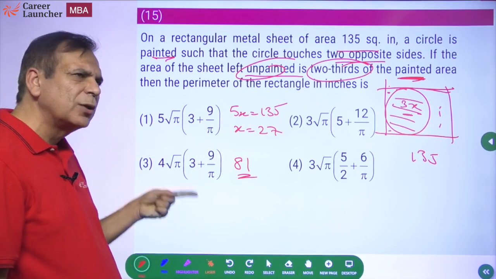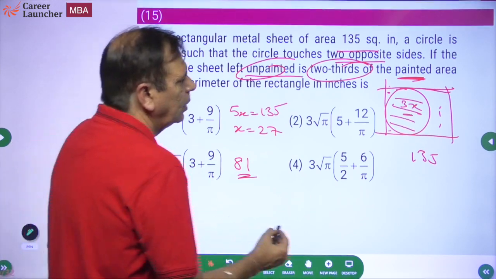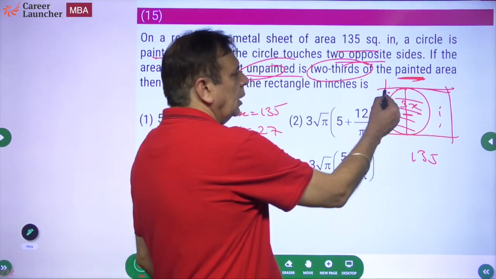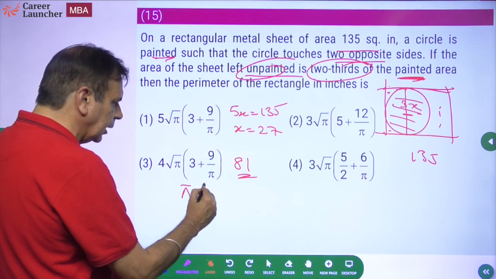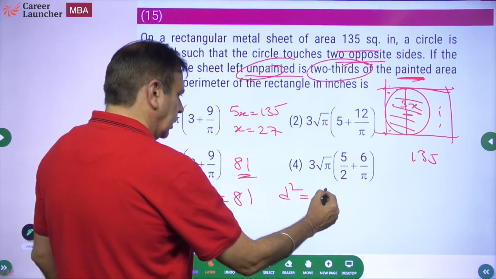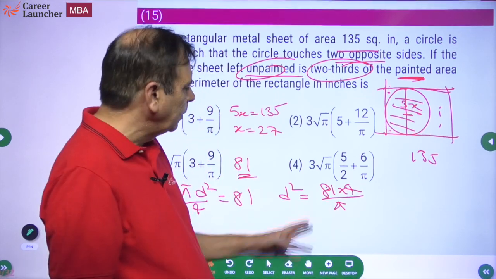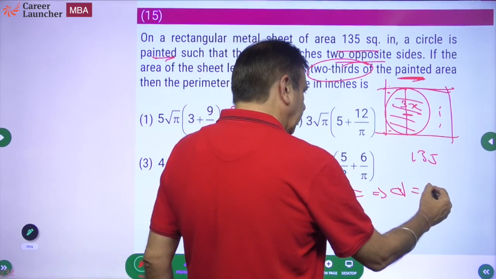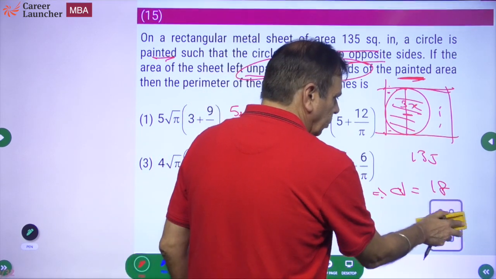But look at the choices, very stupid choices. You will have to work your way through. If the area of the circle is 81, what is this going to be? The diameter of the circle or the side of the rectangle. So area of the circle is pi d square by 4, which is 81. So what is d square? 81 into 4 by pi. 81 into 4 is nothing but 9 square into 2 square. So this implies diameter is equal to 18 upon under root pi.